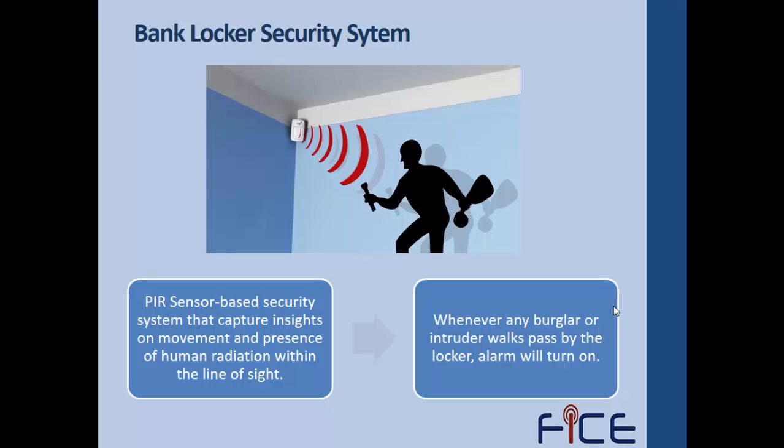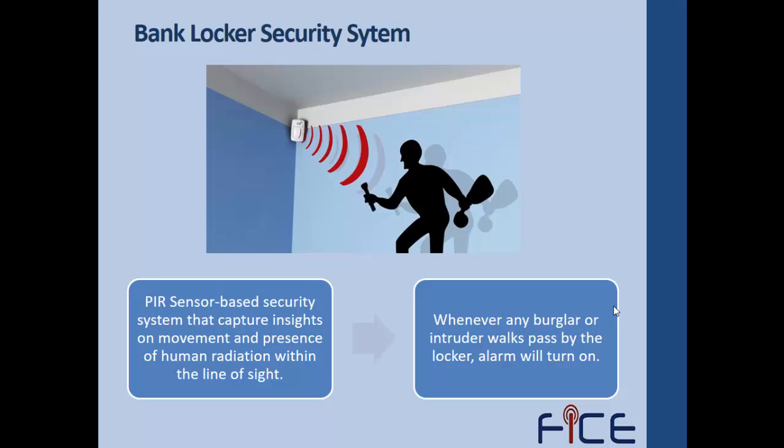Next we have taken an example for the digital sensor. This example is a bank locker security system. We are taking an example of an application, and in this application we are using a PIR sensor in the locker room of a bank.